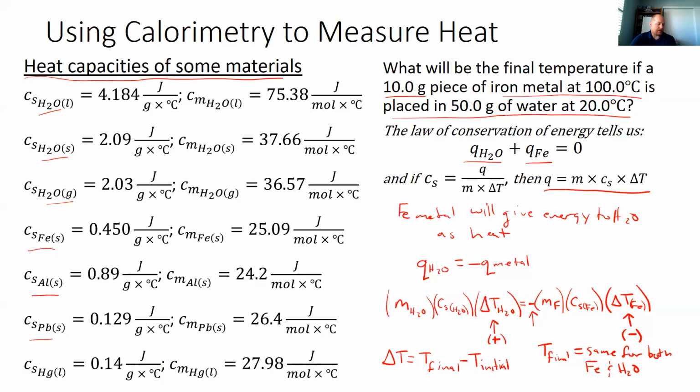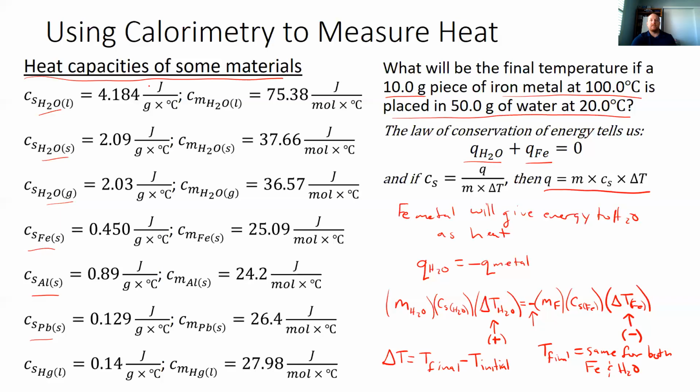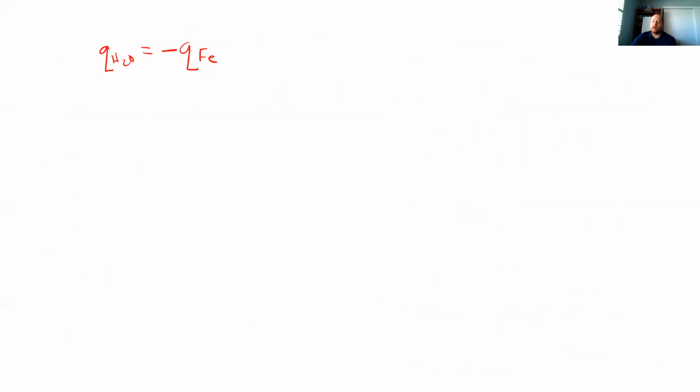So let's put this together. Let's say our Q of the water is equal to negative Q of the iron, and start putting our pieces of data together. Now again, the data that I'm taking is from this question up in the top right, and should be a fairly simple setup for us. So we've got the mass of the iron is 10 grams, the mass of the water is 50 grams.